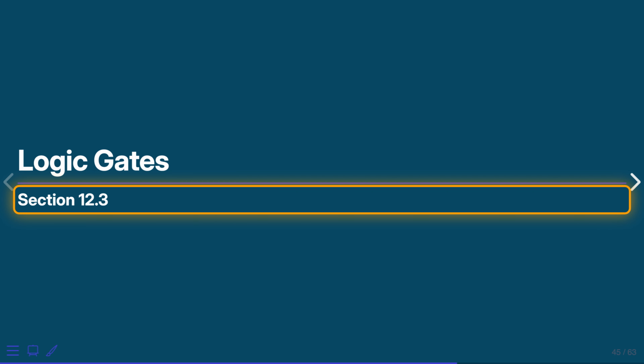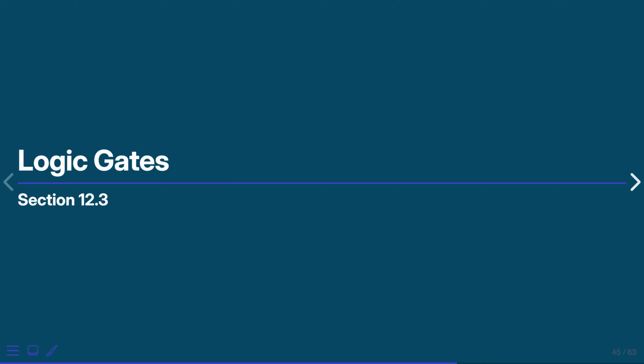Section 12.3, Logic Gates. Now we make the algebra physical. Each Boolean operation becomes a small piece of hardware called a gate. We wire gates together to build circuits, and we finish by building adders, the circuits that add binary numbers.